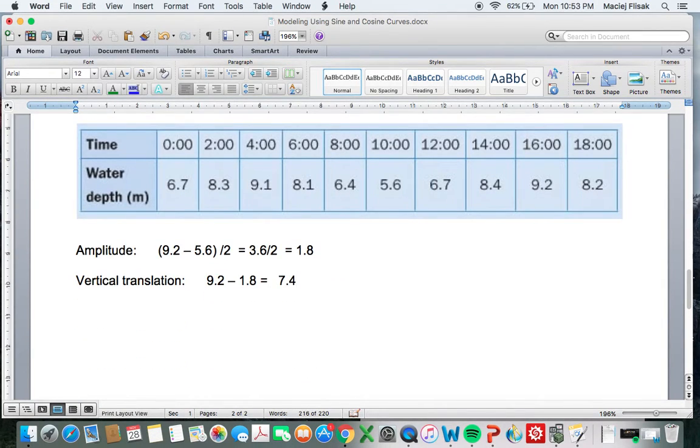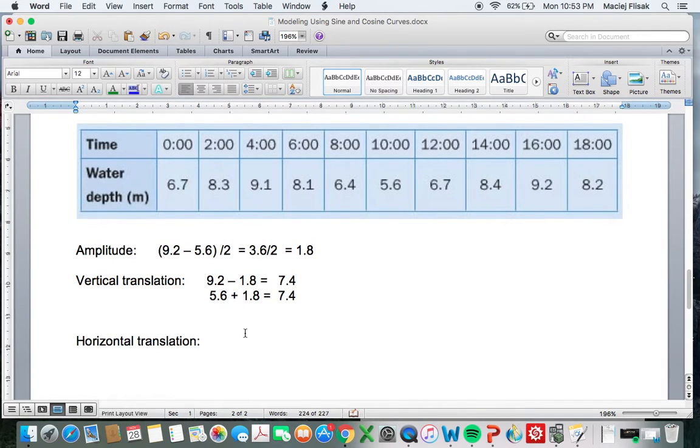Now let's do horizontal translation. And remember, for the vertical, you can confirm it, or you could have done it from the bottom point as well. So I could have done the bottom point, which is 5.6, added the amplitude to take me up to the center line, and those two added also gives me 7.4. So 7.4 is where that center line is. It's right in the middle with the amplitude either way.